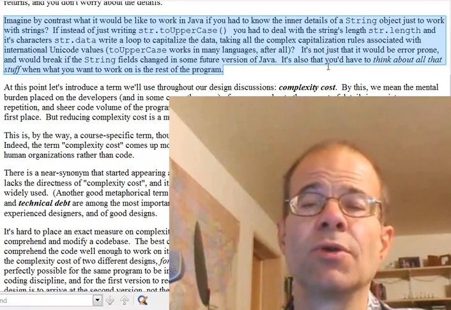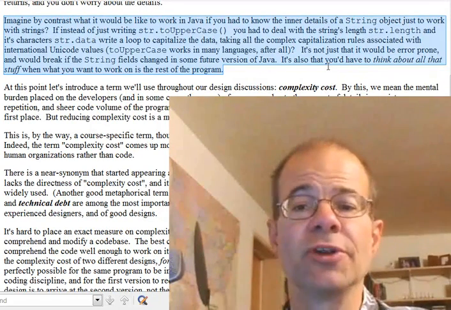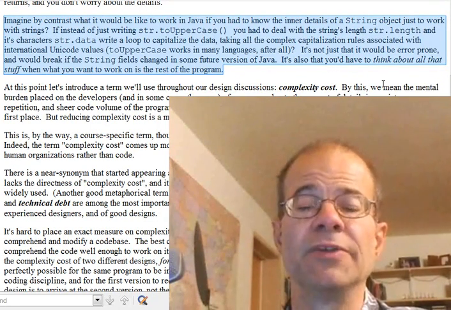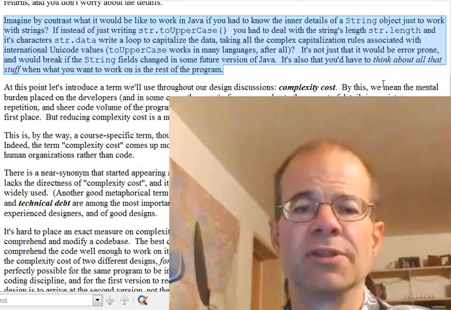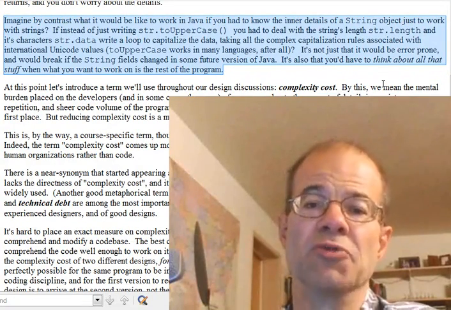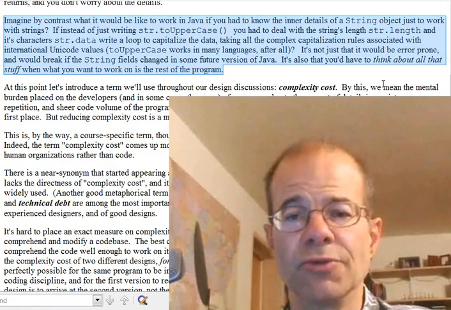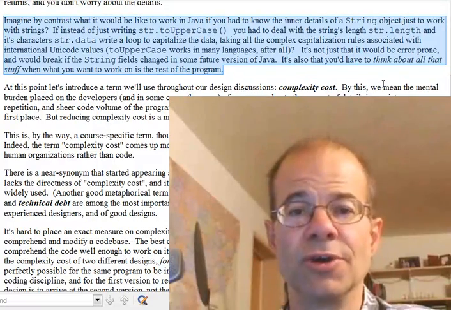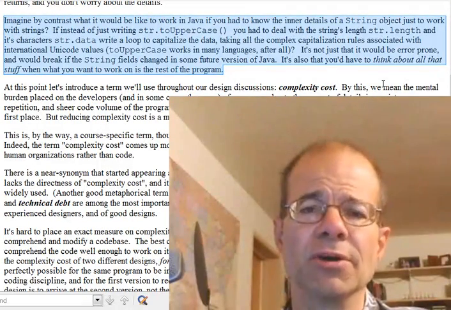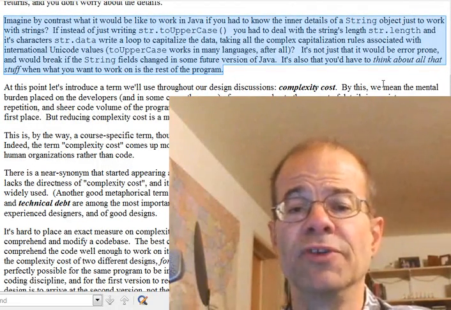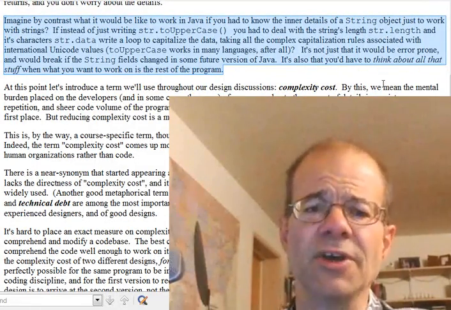Imagine, by contrast, what it would be like to work in Java if you had to know the inner details of a string object just to work with strings. If instead of writing str.toUpperCase, you had to deal with the string's length, str.length, and its characters, str.data, you had to write a loop to capitalize the data and take into account all the complex capitalization rules associated with international Unicode values. toUpperCase works in many languages, after all. It's not just that it would be error-prone and would break if the string fields changed in some future version of Java. It's also that you'd have to think about all that stuff when you want to work on the rest of the program.